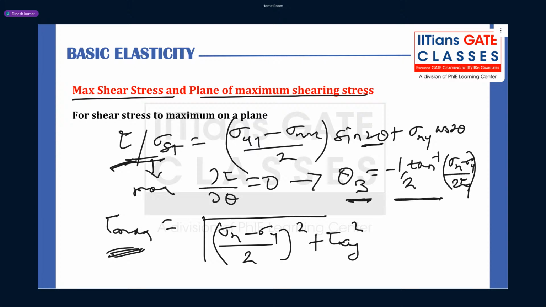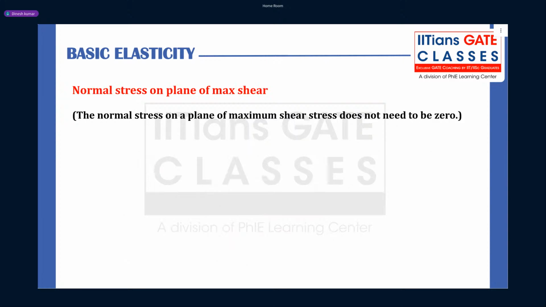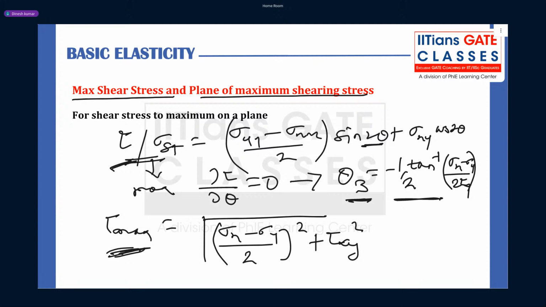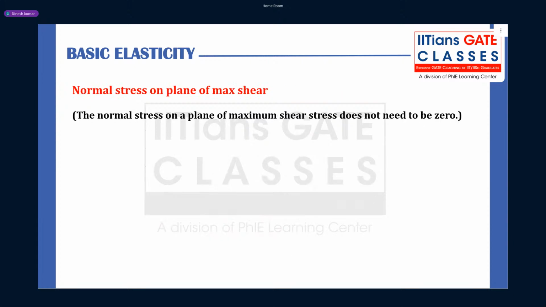So there are GATE questions related to this. One more thing: once you know this maximum shear stress, what is the corresponding normal stress on that plane? On the plane of maximum shear stress, suppose initially this is the xy plane, and we are getting angle theta 3. Now you know theta 3, is it plus or minus?